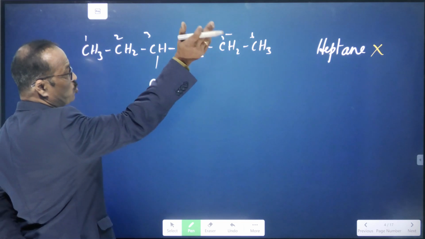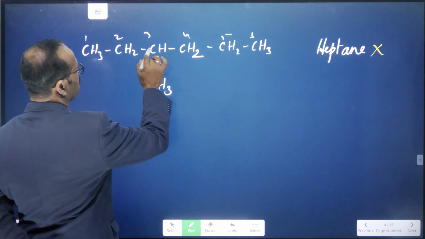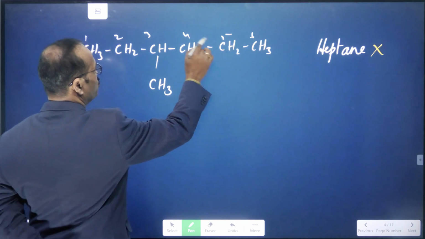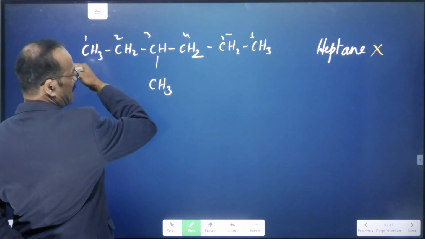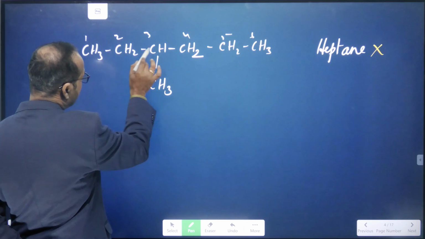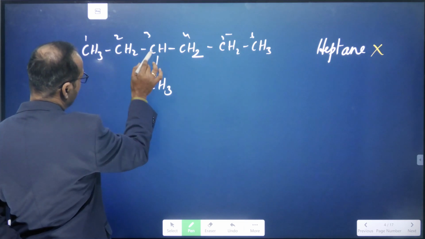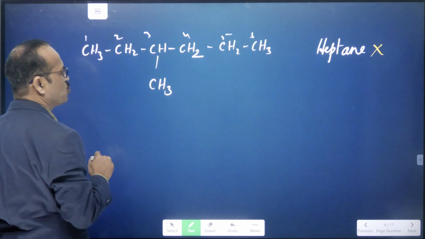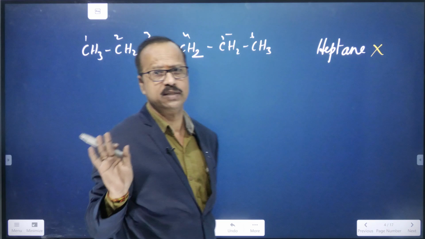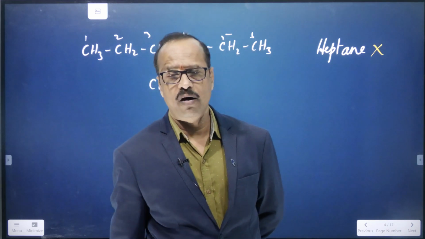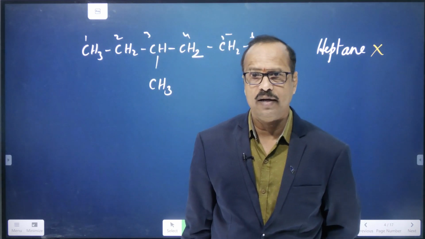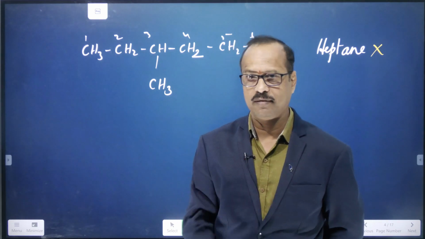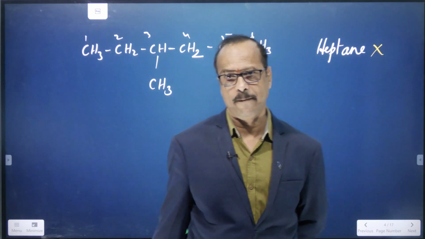I have so many ways to count. 1, 2, 3, 4, 5, 6. These are 6. This is the longest chain. 1, 2, 3, 4, 5, 6. This is also 6. 6 only longest. 1, 2, 3, 4. No, here 4 only. 1, 2, 3, 4, 5. Here 5 only. So I can check in all possible ways, and of all the ways, whichever is the largest, that I will take. Is this clear?